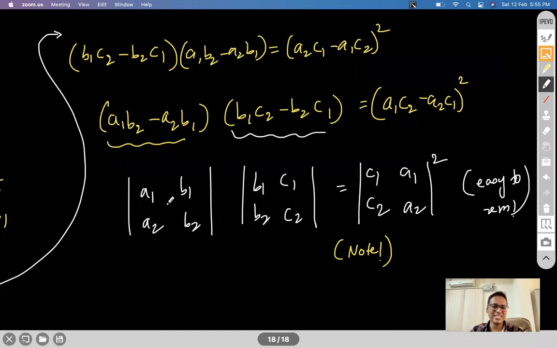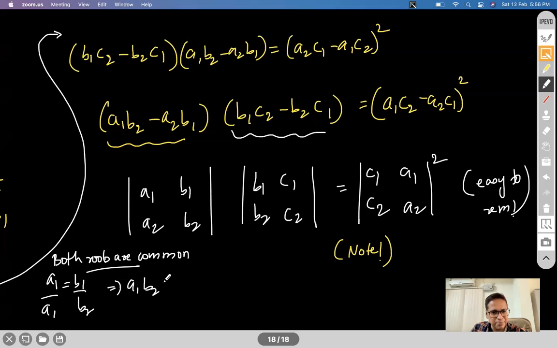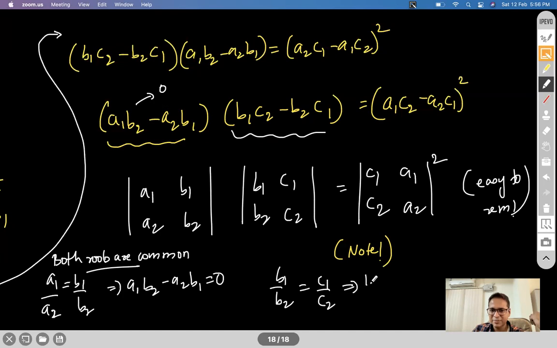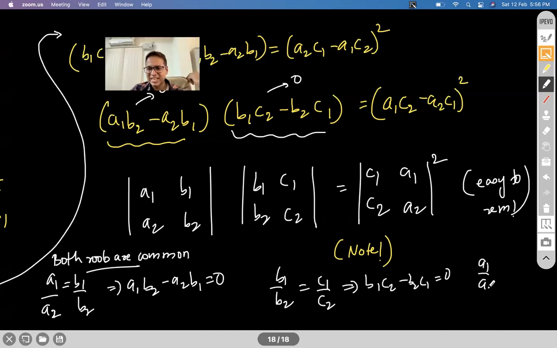And not only that, if both roots are common, as per our previous discussion, A1 will be equal to lambda A2, correct? Or in other words, I can say A1 by A2 is B1 by B2. Which means A1 B2 minus A2 B1 is zero, right? Which will definitely make this guy as a zero, correct? Similarly, if both roots were common, we know that B1 by B2 is C1 by C2, which means B1 C2 minus B2 C1 would have been zero, which means this guy would have been zero, correct? And not only that, we also know that A1 by A2 is C1 by C2, which means A1 C2 minus A2 C1 would also have been zero, which means this guy will also have been zero. So your zero and zero will be equal to each other.